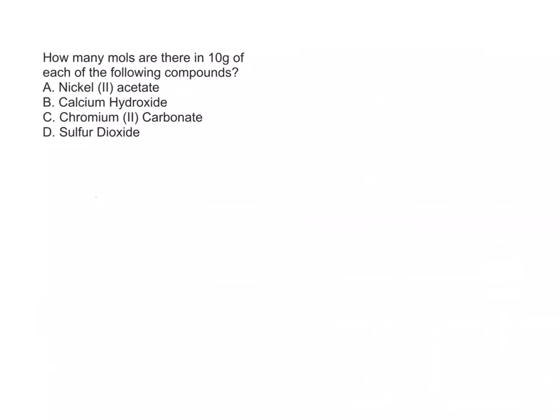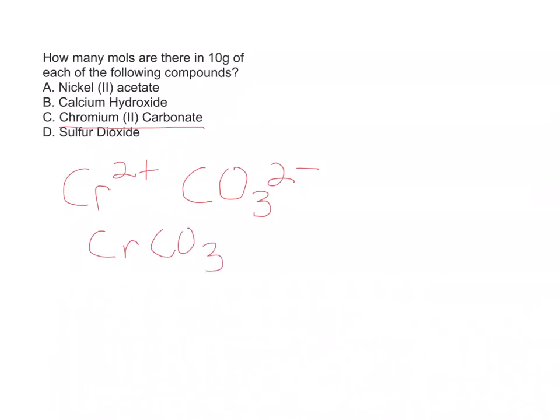So the third compound we have is chromium 2 carbonate. Following the same rules as we did in part 1, we can see the chromium ion has a +2 charge, and the carbonate has a -2 charge. Therefore, the total formula will be CrCO3. So now we will follow the same steps as before and divide by the molar mass.